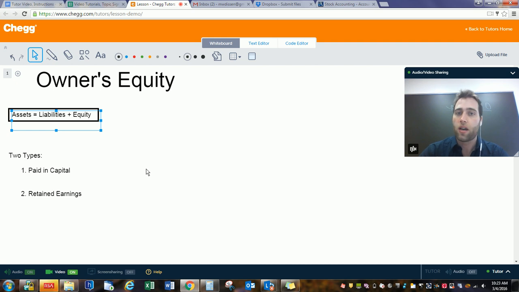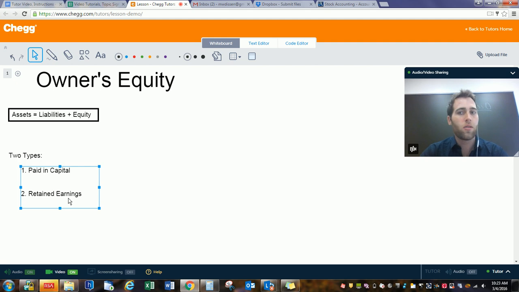Another way a company can get owner's equity, other than paid in capital, is retained earnings, which basically just means the company earned it. If they make $100 in profit from sales, that's actually going to be equity. They don't owe that money to anybody. They earned it through their sales, so they get to keep it. They own that now, and that's what's considered equity.